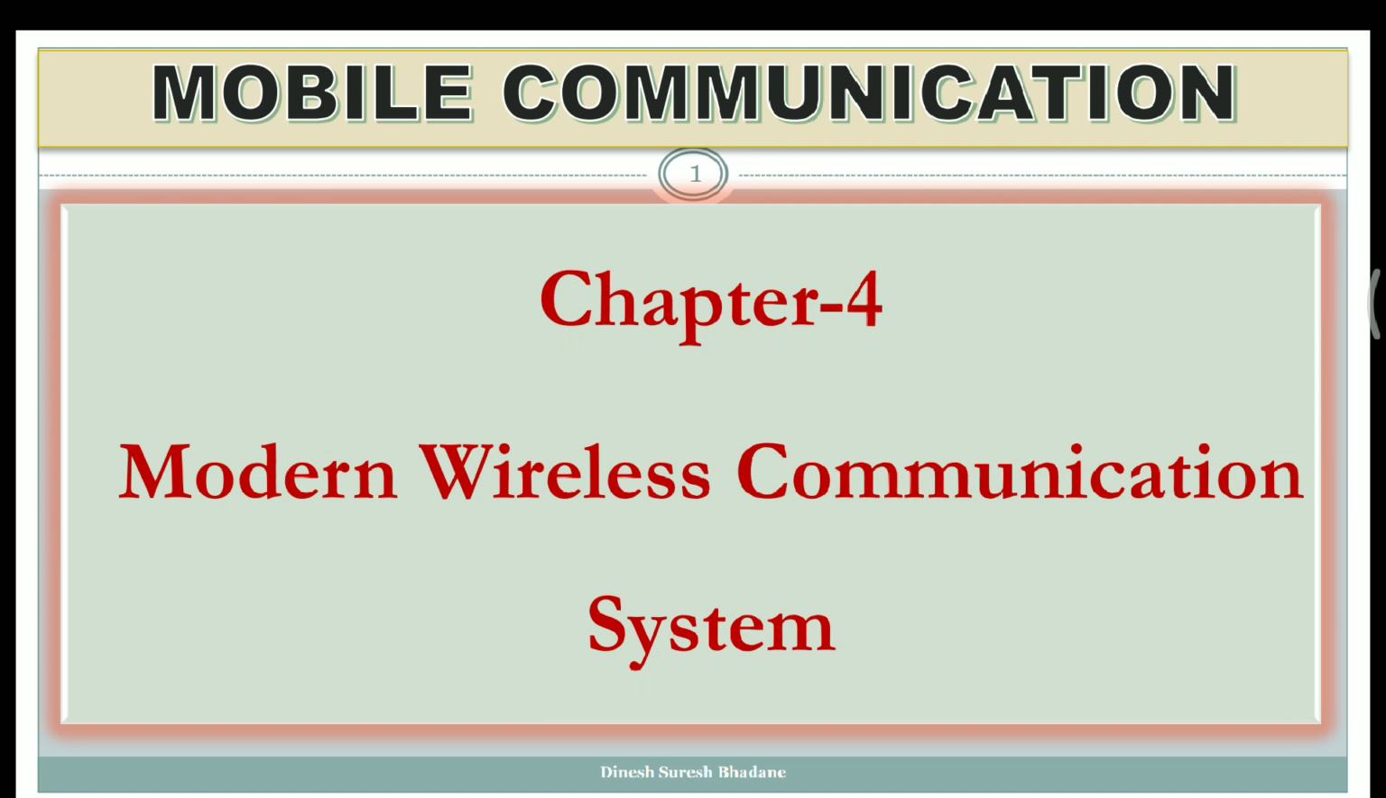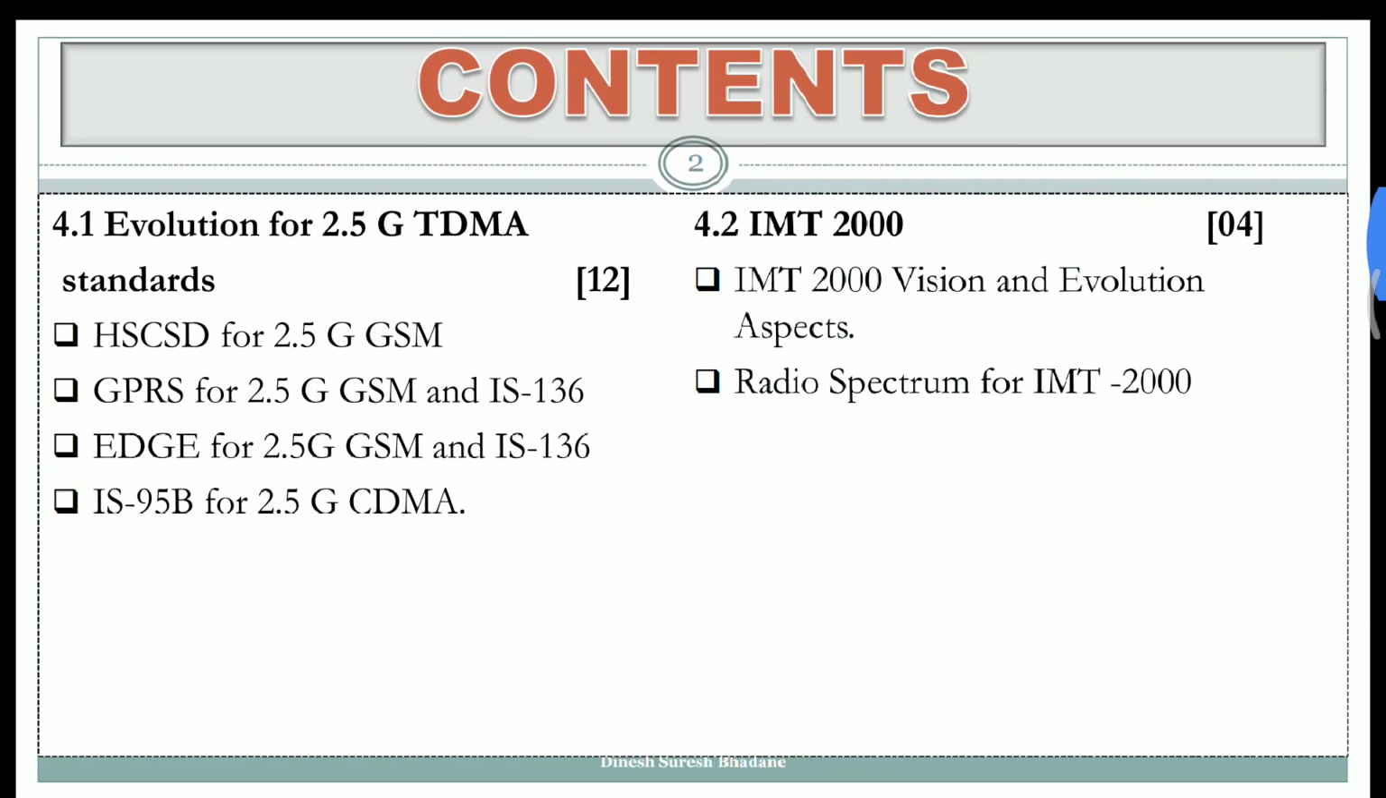Hello, dear students. Today we will discuss the topic in mobile communication, that is modern wireless communication system. The contents of this chapter are evolution for 2.5G TDMA standards and IMT 2000 project. In that, we will see the different techniques, that is HSCSD, GPRS, H and IS-95B. While in IMT 2000, we will see IMT 2000 vision and evolution aspects and radio spectrum for the IMT 2000.